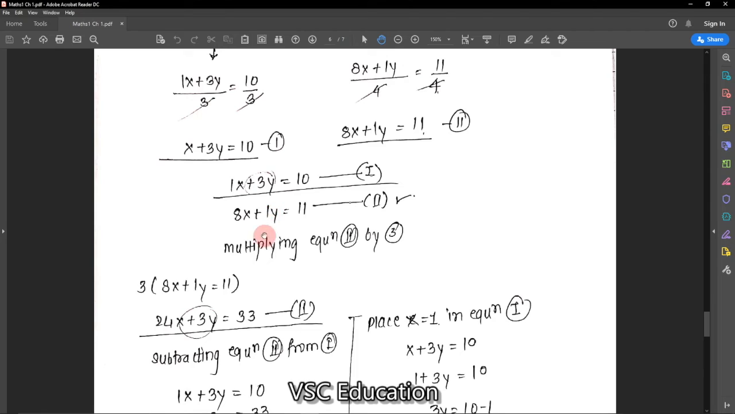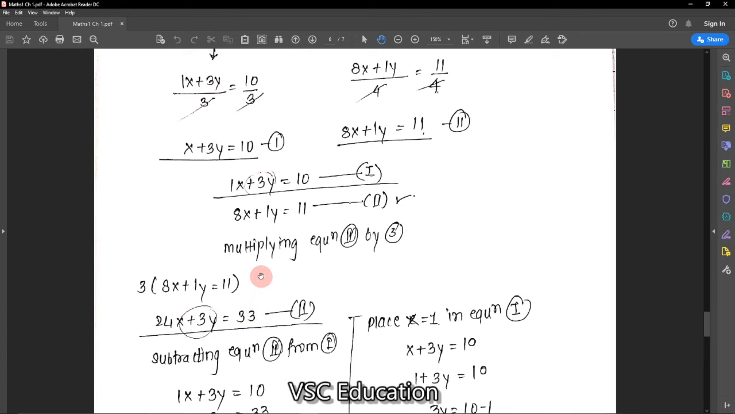Okay. Then see the second equation, 8x plus 1y is equal to 11. Multiply the whole equation by 3, that is 3 into 8, 24x plus 3 into 1, 3y is equal to 11 into 3, 33. That is our second equation. We made the second equation 24x plus 3y is equal to 33.